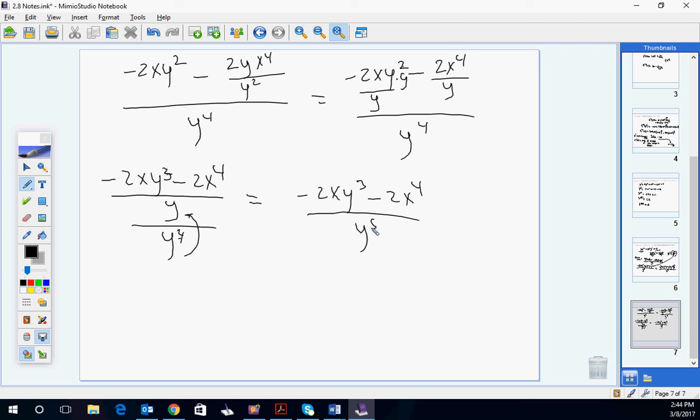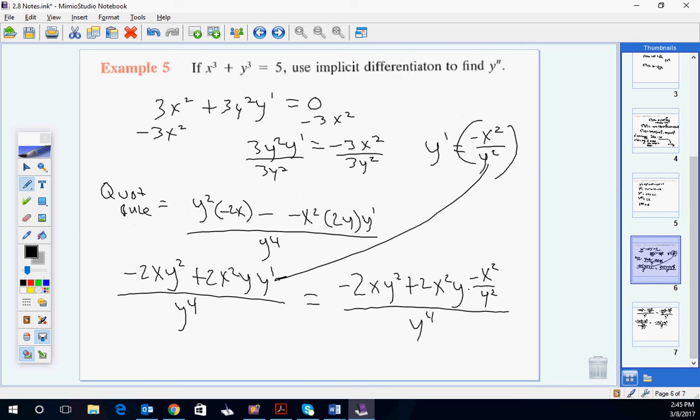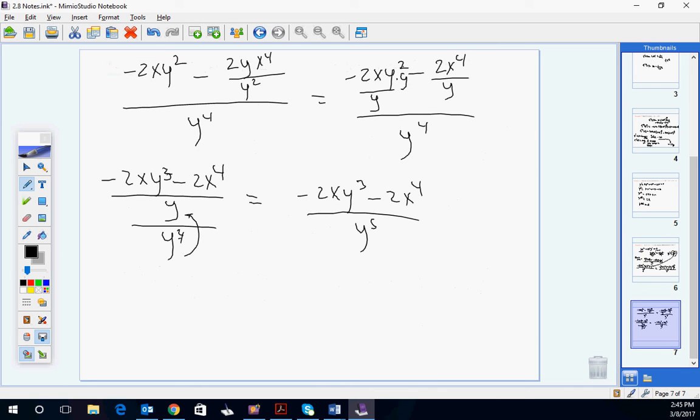That is your double derivative. You can pull out a negative 2x again if you'd like. And on this question, did it ask us to plug anything in? What did it ask us to plug in? 5? Nope, it just said find double prime. That is double prime.